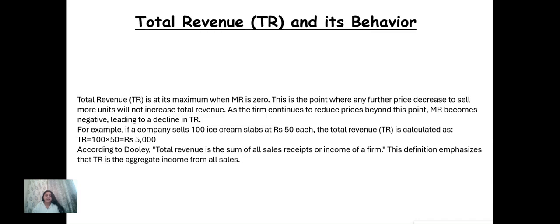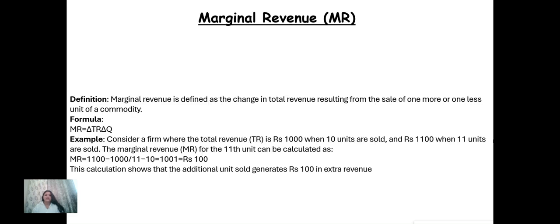Basically, there are three types: marginal, total revenue, and average revenue. Everything is based on these, which one affects another one and which has a relationship with each other. So we understand about the marginal revenue, we understand about the total revenue, and the next slide is totally about the marginal revenue with proper definition.